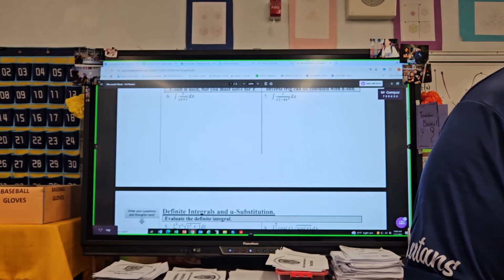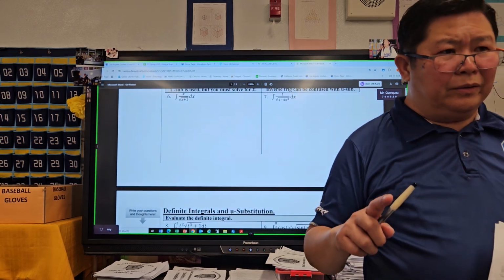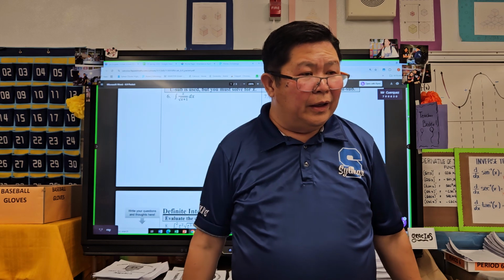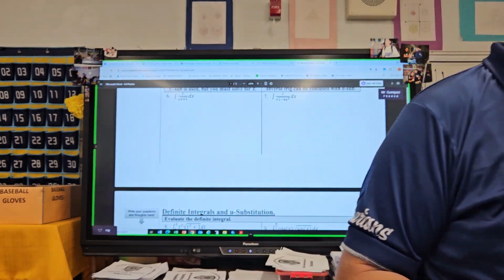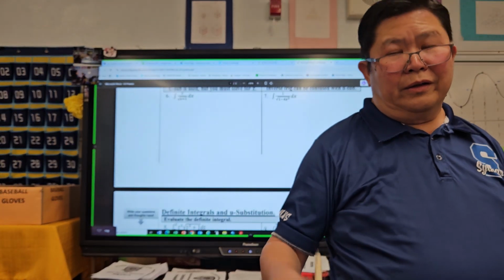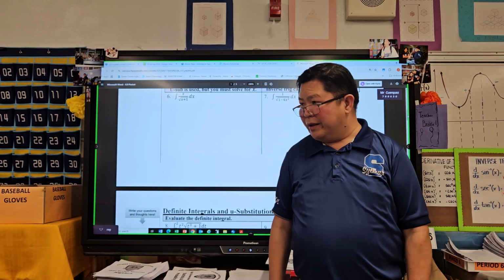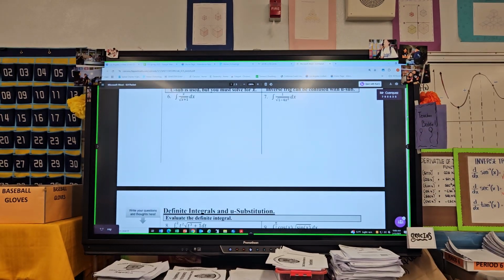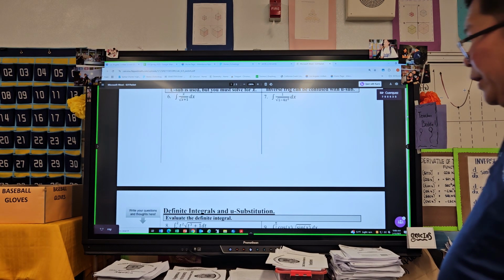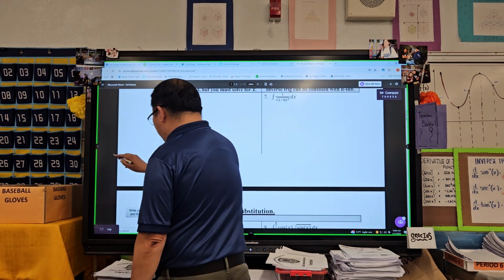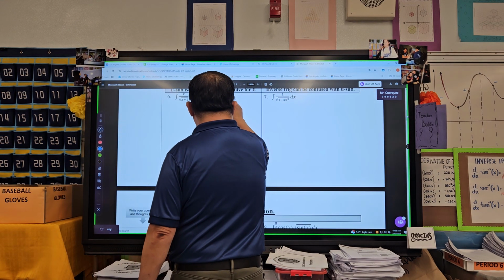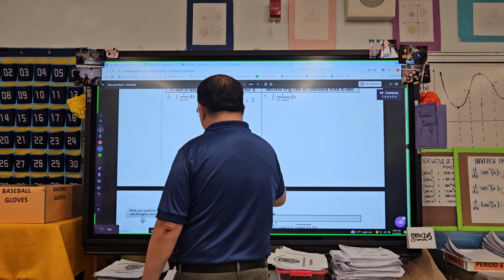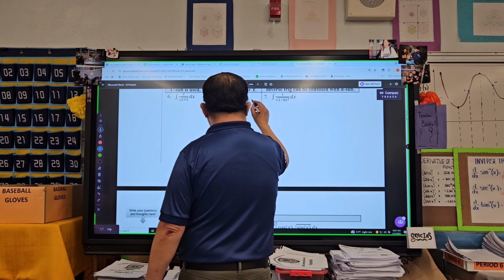Okay. Yesterday's discussion: when to identify the u, it is something that is inside parentheses or inside the radical also. You said parentheses first, right? It could be inside parentheses or inside the radical. So what is inside the radical right there? The x plus 1 is the inside. So that would be our u. So we let this as u equals x plus 1.